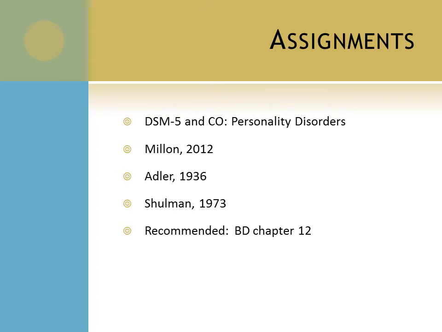Millon provides some historical background on the study of personality and presents several empirical and several theoretical models of personality, including his own. The articles by Adler and by Schulman present the holistic individual psychology model of personality functioning. As you read through the different models of personality functioning, try to decide which one matches your personal experience most closely. The recommended reading is the chapter in Barlow and Durand on personality disorders.